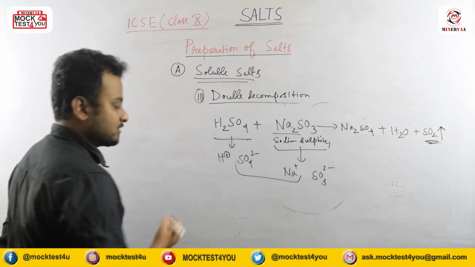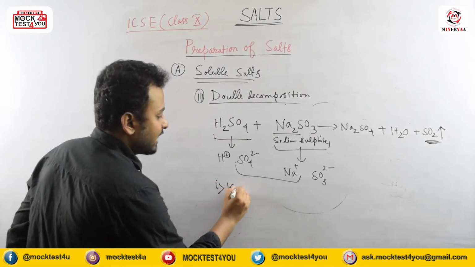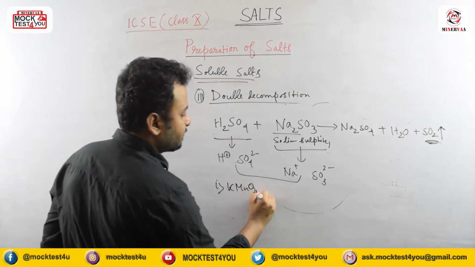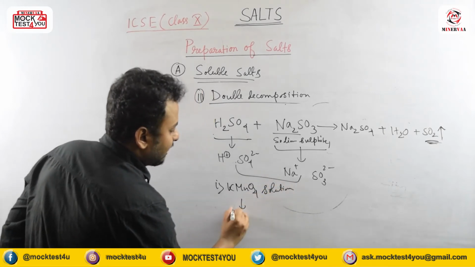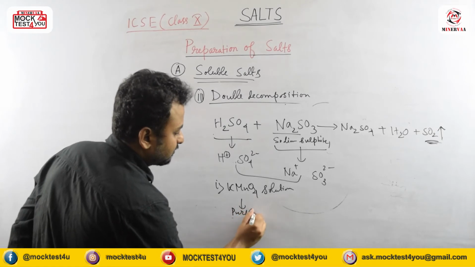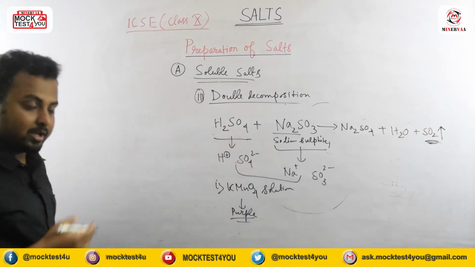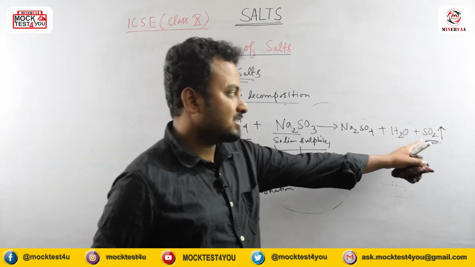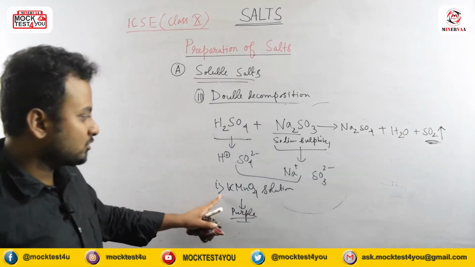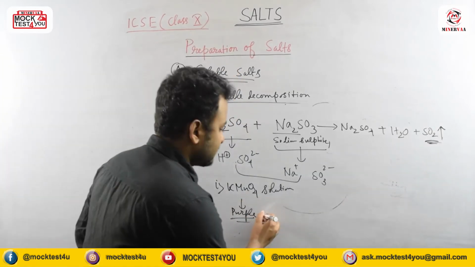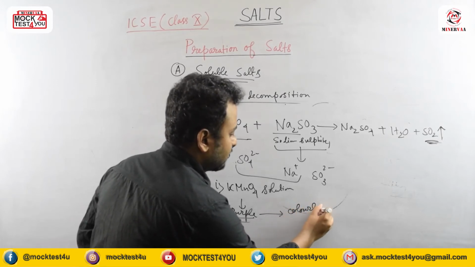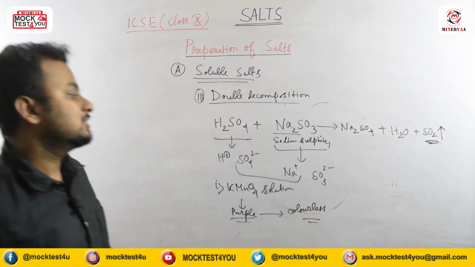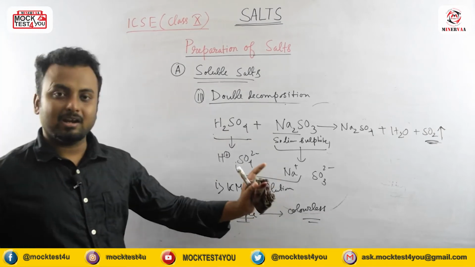There are two kinds of tests. One is KMnO4 solution. It is purple in color. So when the SO2 gas evolving in the reaction is passed through this KMnO4 solution, this purple color becomes colorless. So SO2 can change the color of KMnO4 to colorless.